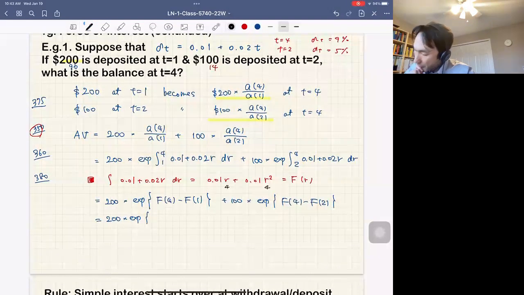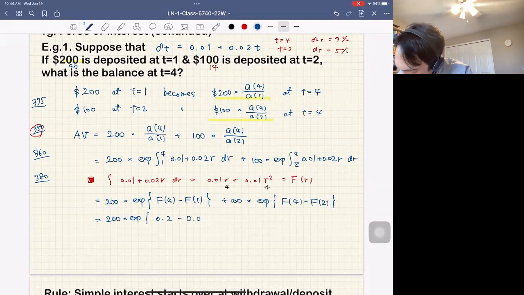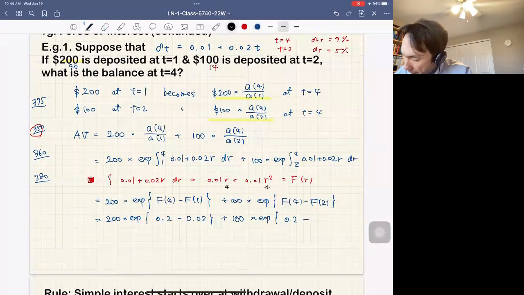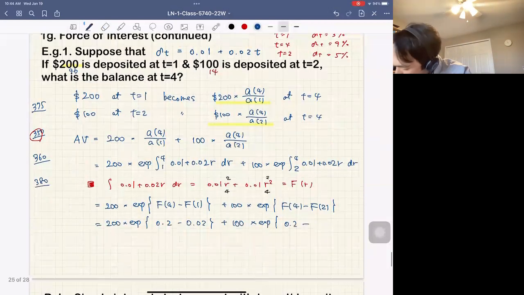So 0.04 plus 0.16, that is 0.2. So this is 0.2. And plug in 1, 0.01 plus 0.01, so that is 0.02. So minus 0.02, plus 100 times exponential of f4 again, that is 0.2, minus f2. F2 is you plug in 2, so 0.02 plus 0.04, so 0.06.